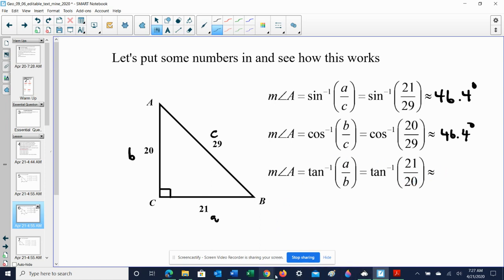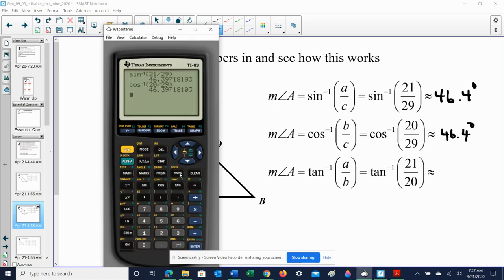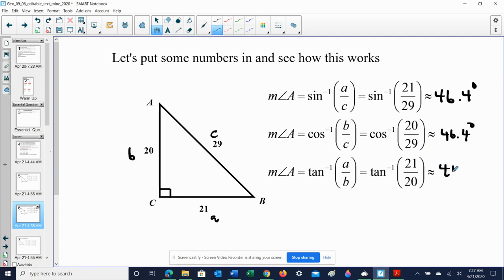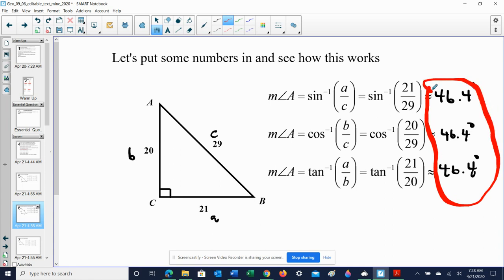Go back to the calculator. Second, because I want to access the inverse tan function, 21 divided by 20, close my parentheses, enter, and it's exactly the same number. 46.4 degrees. So this worked exactly the same for all three functions, and it better have.